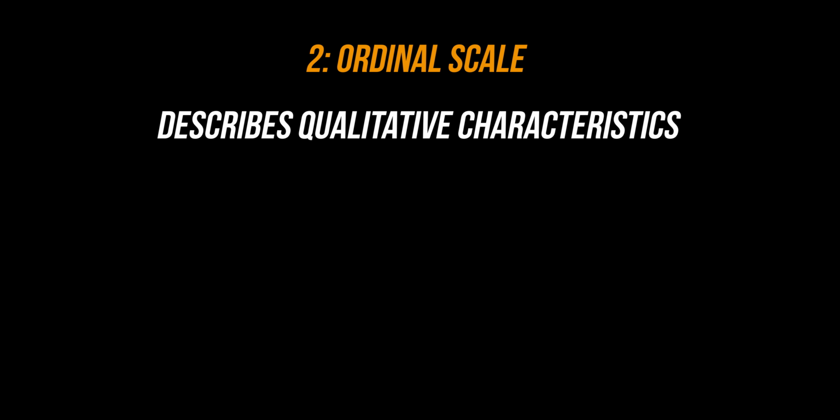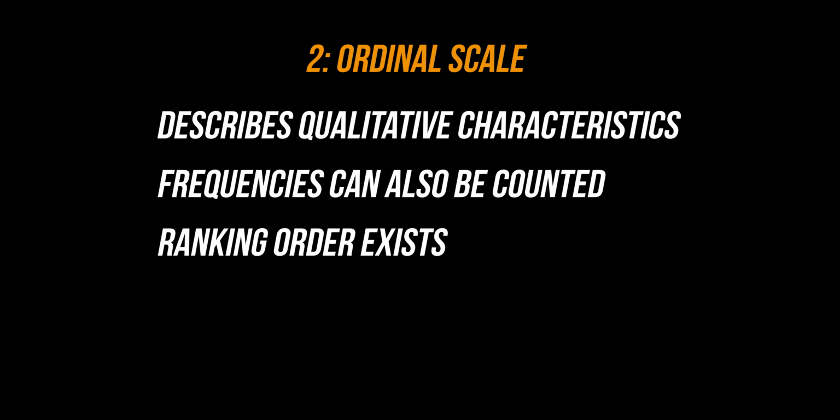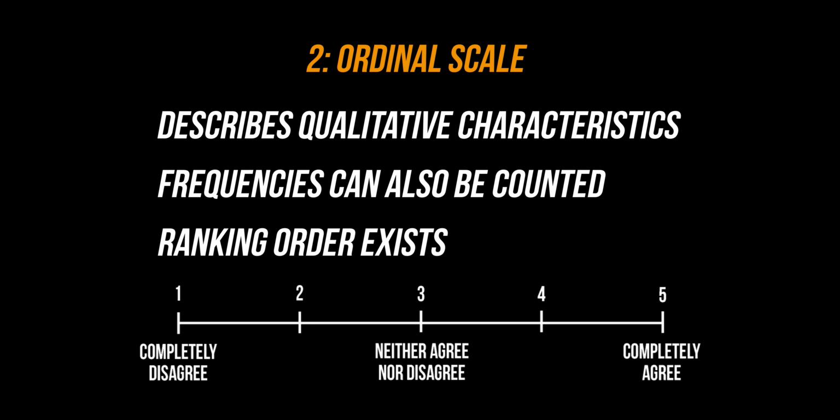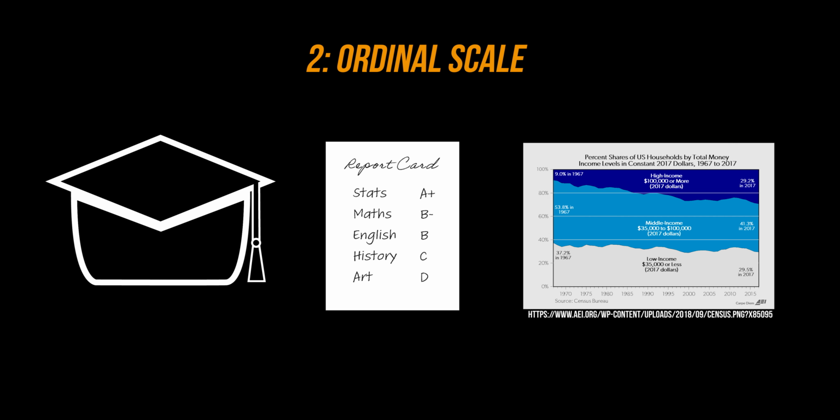The ordinal scale is also used to describe qualitative characteristics. Frequencies can also be counted here, but there is a ranking order between the characteristics or values. Classic examples are agreement or disagreement scales, so-called Likert scales. Other examples of an ordinal scale are the level of education, school grades, or arbitrarily formed income classes.